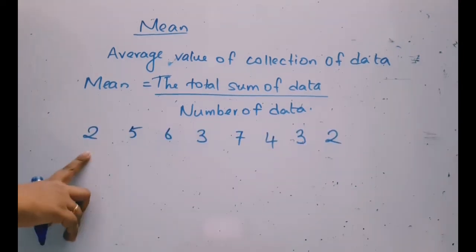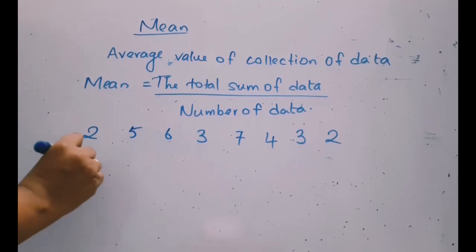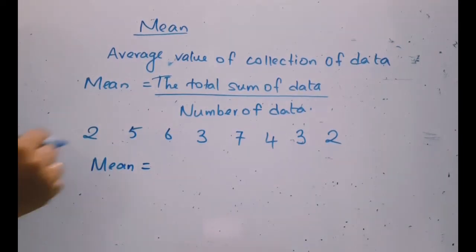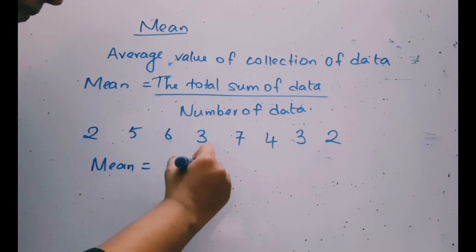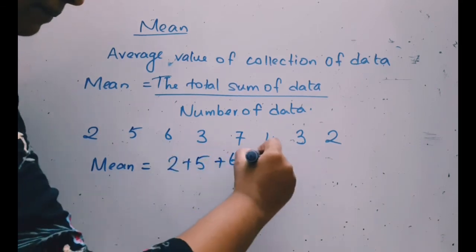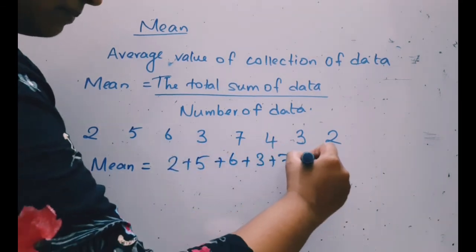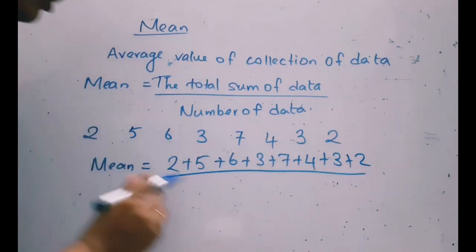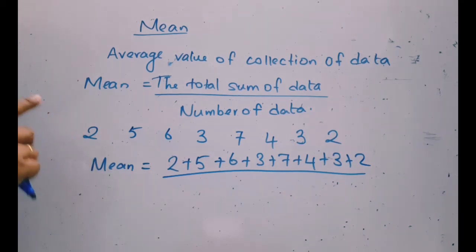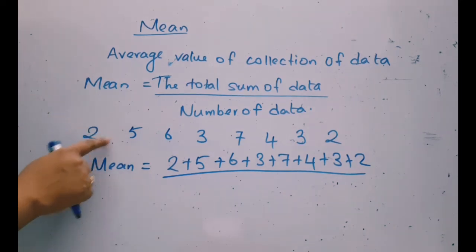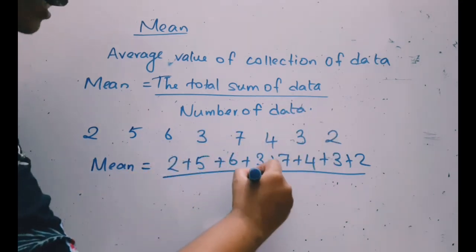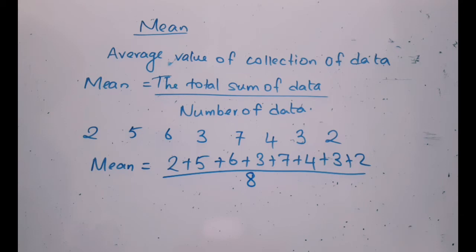So here is the collection of data. In order to find the mean, we should add all the data given above. So let's add 2 plus 5 plus 6 plus 3, 7 plus 4 plus 3 and 2. And then you should divide this by the number of data in the above collection. So 1, 2, 3, 4, 5, 6, 7, 8. We do have 8 data in the collection.